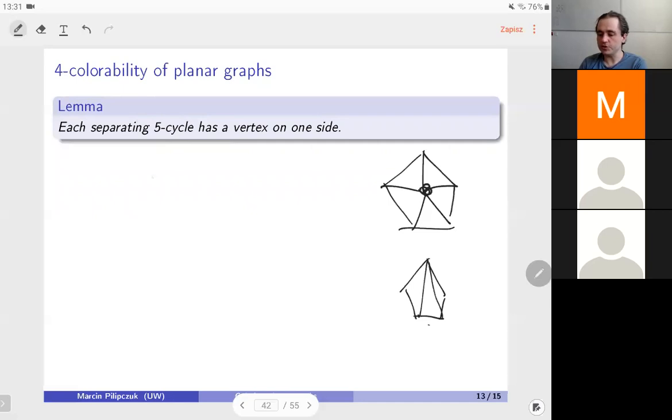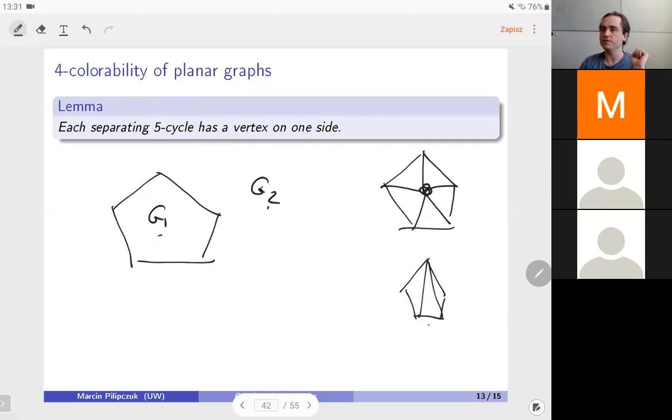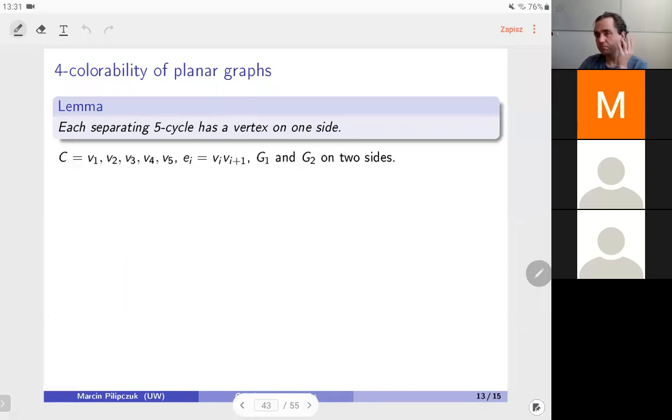The thing I want to reach a contradiction from is this: there is some G1 inside and G2 outside, and both G1 and G2 have more than one vertex apart from the 5-cycle. Okay, good. Let's make the same definition as before, exactly what we had before. There's G1 inside, G2 outside, and the cycle vertices are called V1, V2 up to V5.